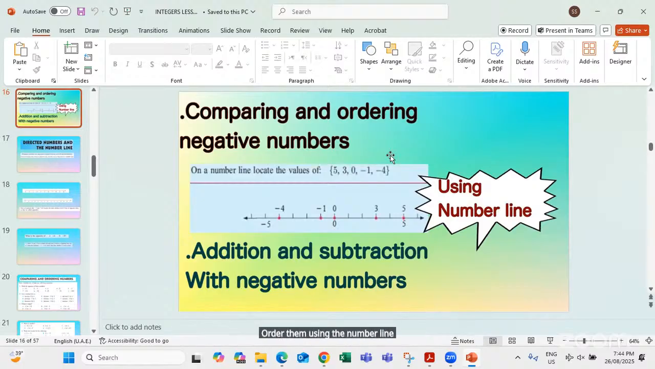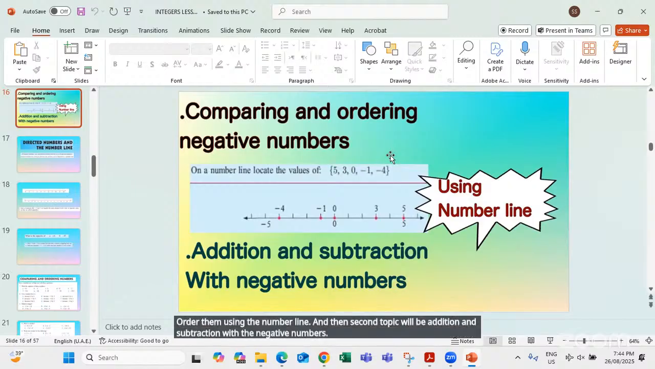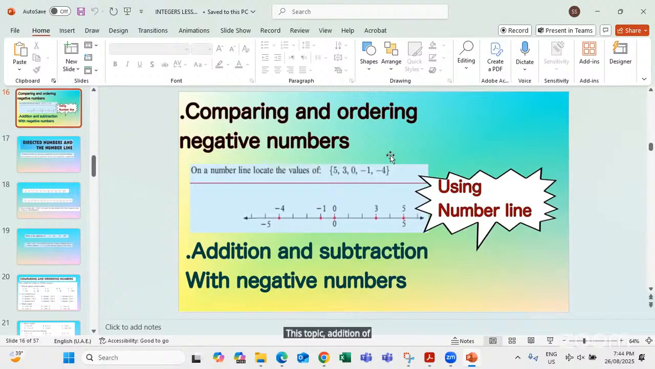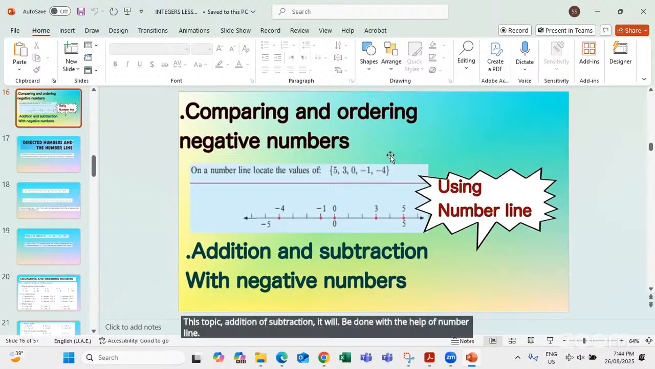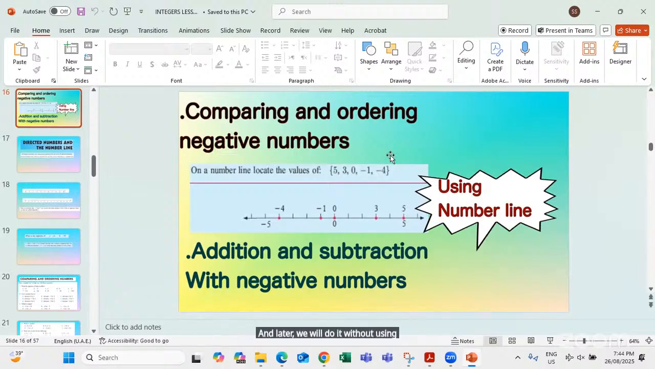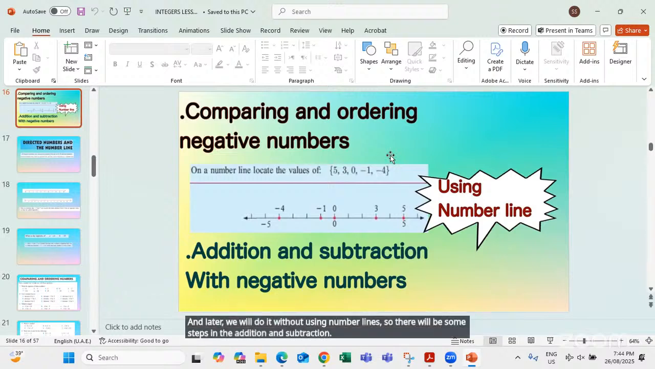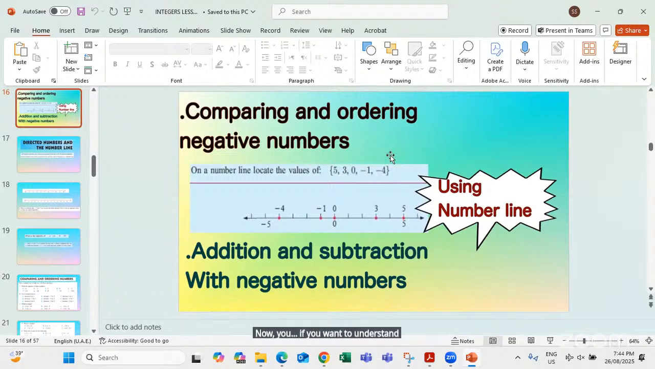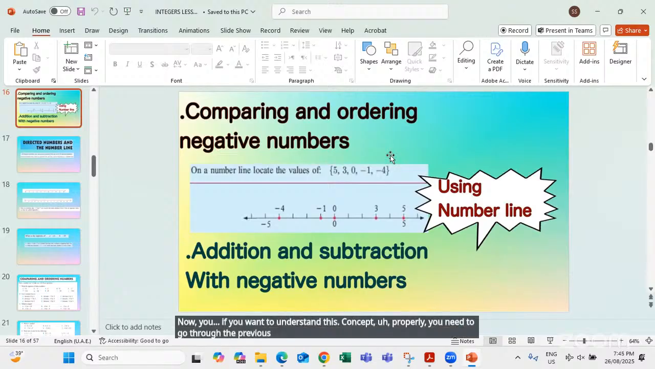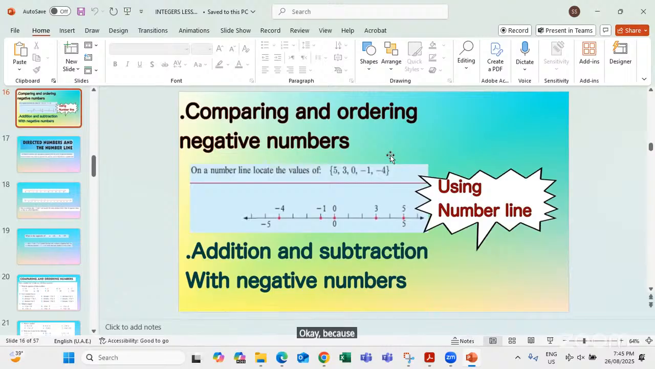The second topic will be addition and subtraction with negative numbers. This will be done with the help of a number line, and later we will do it without using a number line. So there will be some steps in the addition and subtraction. If you want to understand this concept properly, you need to go through the previous video for sure, because every lesson is based on knowledge we need to gain from the previous lesson.